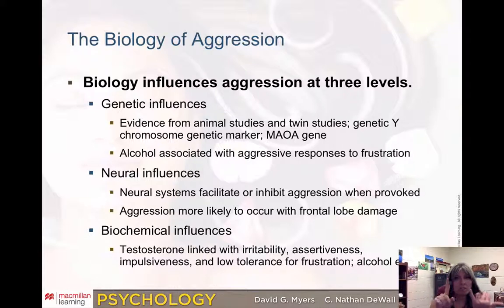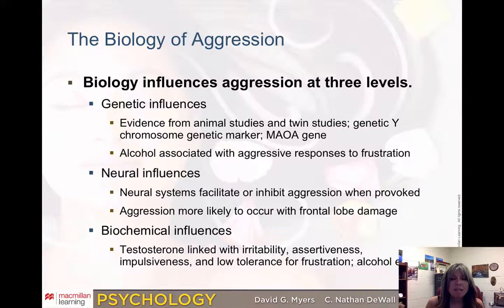So what I want you to know is that aggression might be biologically supported by a gene. We know that alcohol can exacerbate that genetic response. We know that frustration can light it up. We know that there's a neural system or substrate, and it's probably for us located in the frontal lobe. I want you to just remember the frontal lobe, okay?